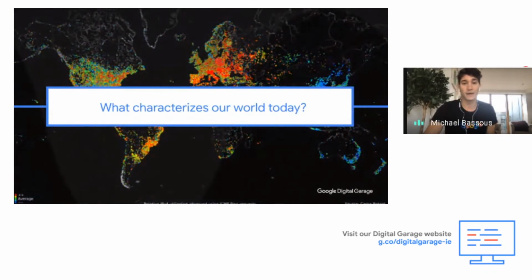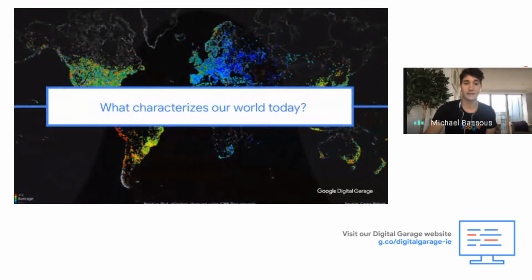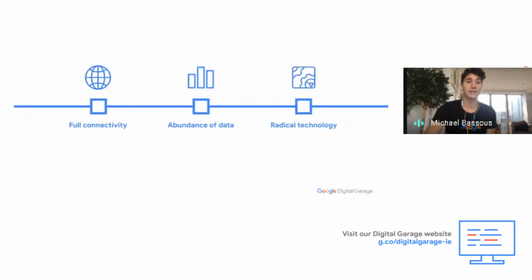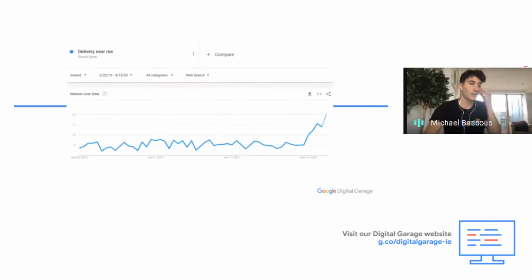This is a better time than ever to be as efficient as possible in running our businesses. We want to look through this very dynamic and changing world at three characteristics that can enable our businesses in this current environment. Those three characteristics are: one, full connectivity; two, an abundance of data; three, radical new technology that enables new consumer patterns.